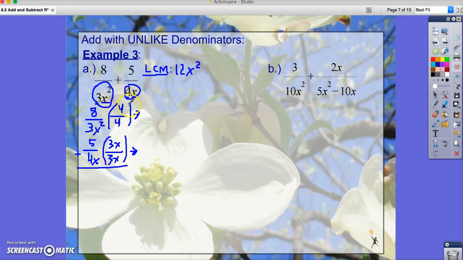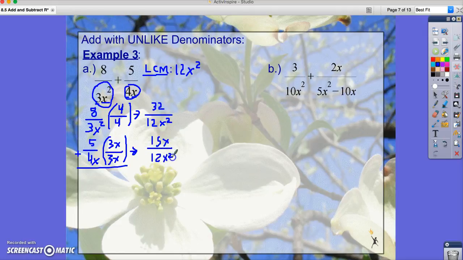So let's move over to the right. Multiply numerators and denominators. 8 times 4 is 32, right? 3x squared times 4 is 12x squared. And you know you picked the right things to multiply by because my denominator now looks like that, right? And then the top here, I get 15x over 4x times 3x, which is 12x squared.